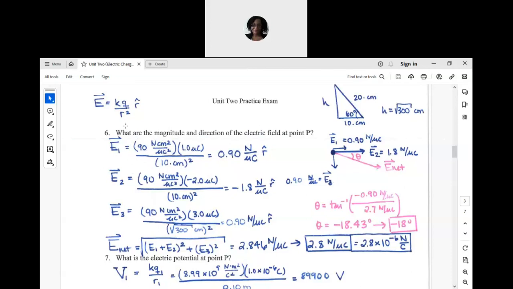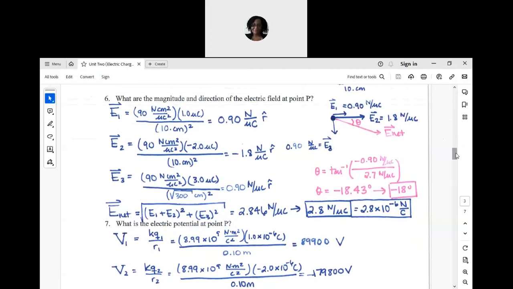And now this expression is just calculating the field due to charge 1, charge 2, and charge 3 at position P. I don't need to know anything about the imaginary probe charge I'm placing at position P. So for R1, that's the 10 centimeter separation from point P. Charge 2 is also 10 centimeters away from point P. Charge 3 is radical 300 centimeters away. So I get 0.90, negative 1.8, and then 0.90 newtons per coulomb.